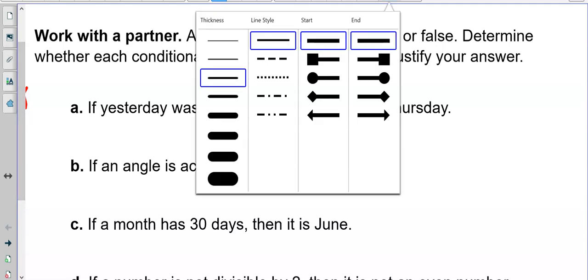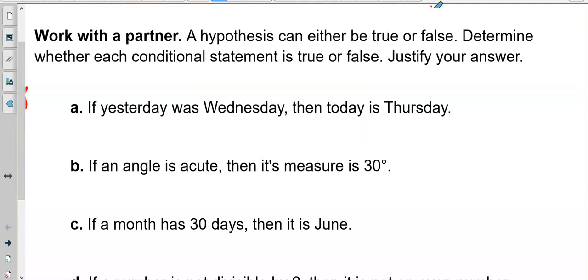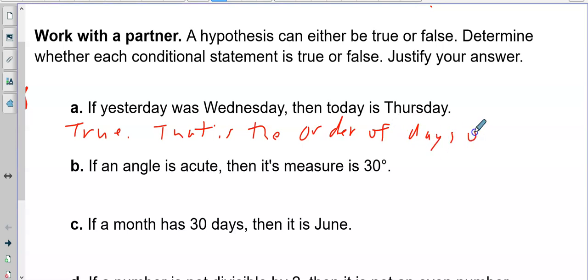All right? Well, is that true or false? If yesterday was Wednesday, today is Thursday. Well, that's obviously true. Why? That is the order of the days of the week. You can put this any way you want. That's how days work, whatever. Just a general idea. That's the order of it.